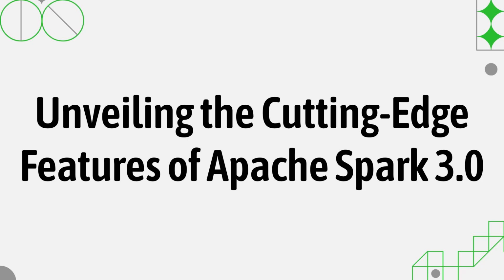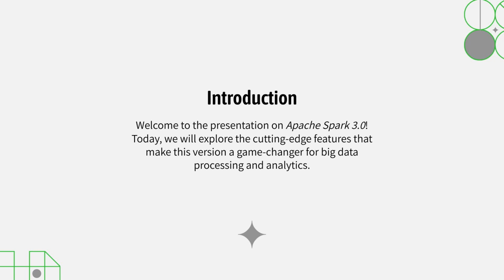Unveiling the cutting-edge features of Apache Spark 3.0. Apache Spark, the powerful distributed computing framework, has once again raised the bar with its latest release, version 3.5. Packed with new features, improvements, and optimizations, Spark 3.1 continues to empower data engineers and data scientists to tackle complex big data challenges with ease.